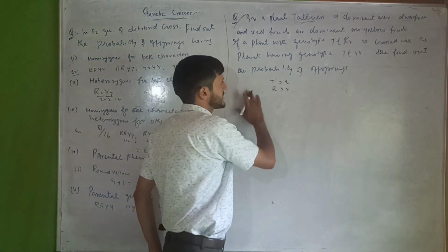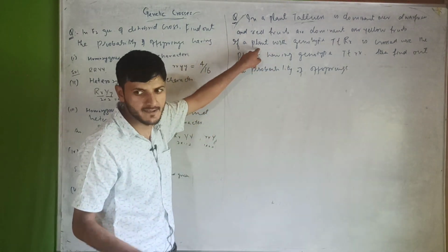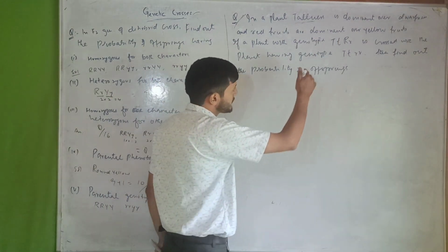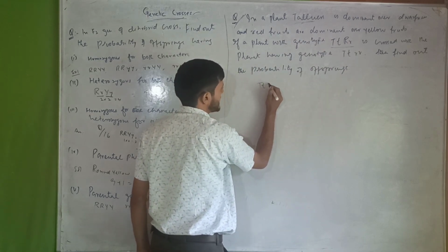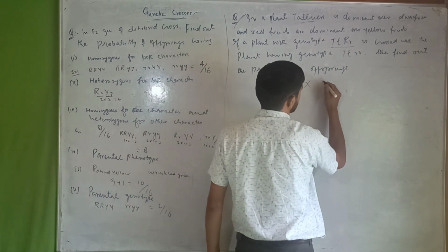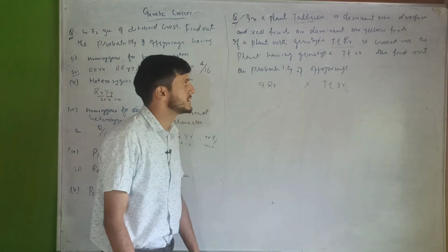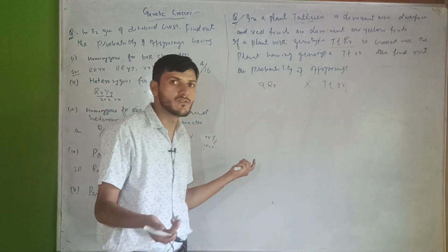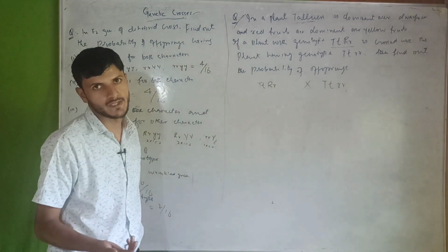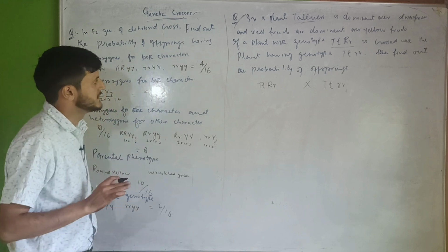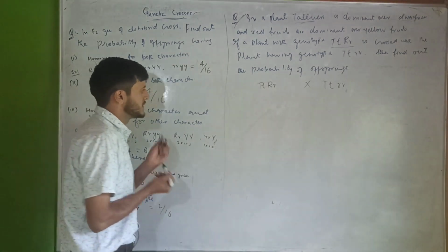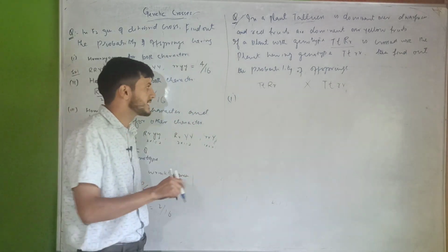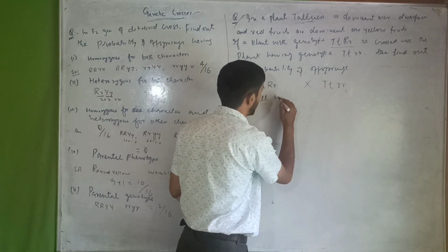Now, what it is saying is that we have two plants. If plant 1, having the genotype capital T, small t, capital R, small r, is crossed with capital T, small t, small r, small r plant, we have to find out the probability of offspring having various phenotypes and genotypes. First, we will find out the probability of offspring which are tall and red.